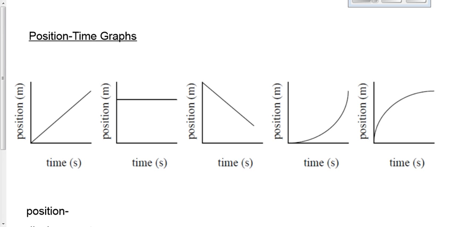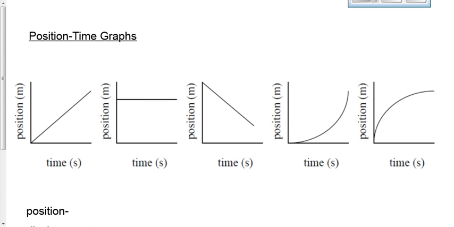A couple of days ago, we identified 5 different shapes of position time graphs. If you remember, all 5 of these position time graphs have time on the x-axis because time is the manipulated variable. The manipulated variable always goes on the x-axis of the graph, and the responding variable always goes on the y-axis of the graph.